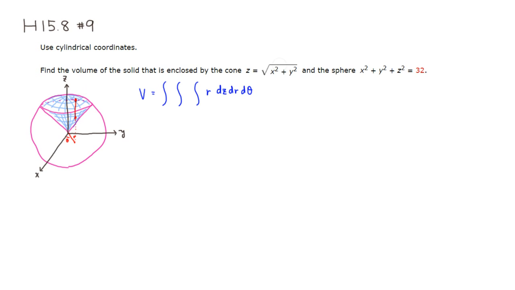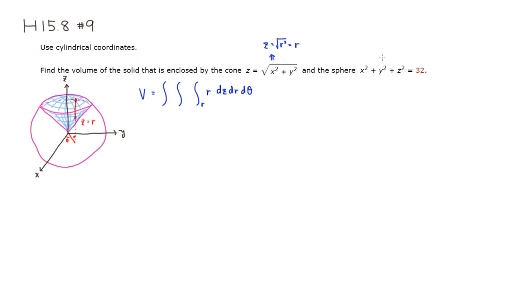So we know that the equation of the cone, we can rewrite it as z is equal to the square root of x squared plus y squared, and x squared plus y squared is r squared. So this is going to be just r. So here we know that z is equal to r. So z is going to start from r, then it's going to end on the sphere.